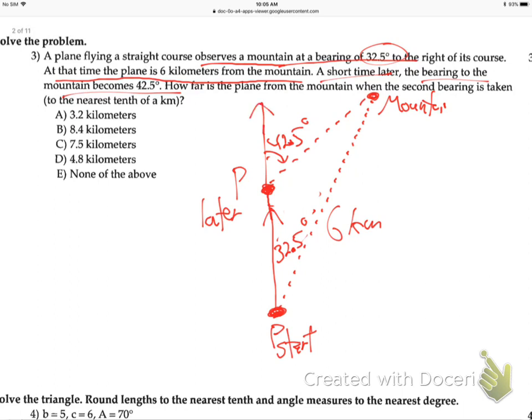So everybody see how I came up with that picture? Does that make sense with the words that they're saying? That takes practice to get the hang of that. Is that good?